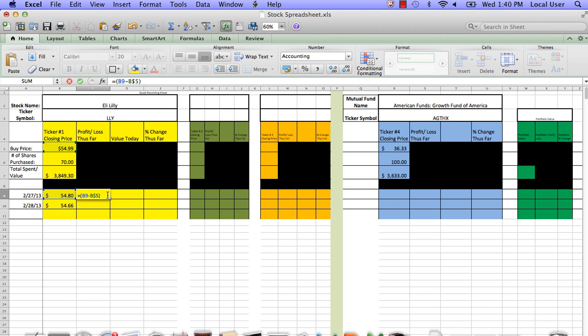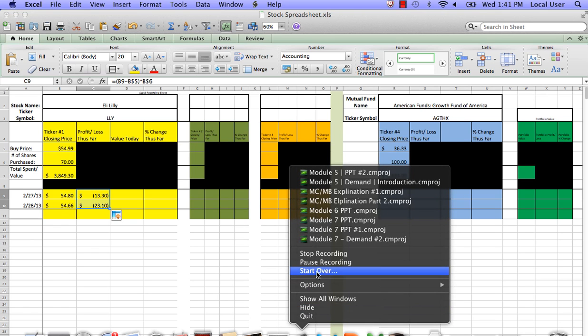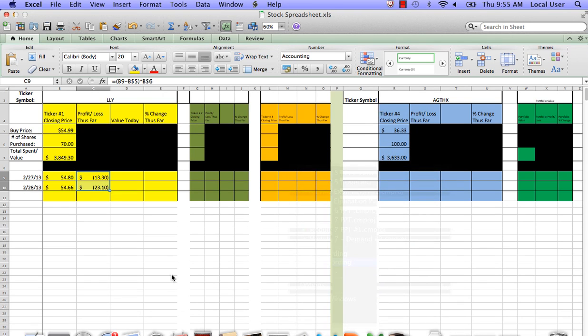And then, of course, we've got to take it times how many shares we own, and that is that one right there. But again, I don't want it to change. I want it to stay on B6, so I put that $ sign in there. We hit enter, and as of 2/27, if I bought it at $54.99 and sold it that day at $54.80, I would have lost $13.30. So then I take that and I drag it down, and voila. That one is done. Okay, so we've got that done.